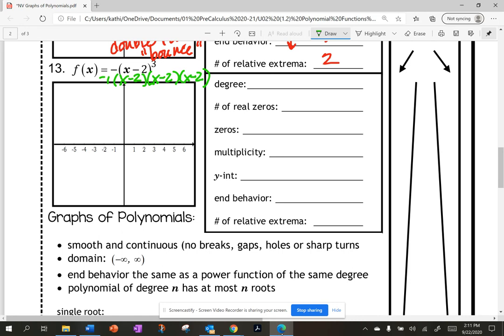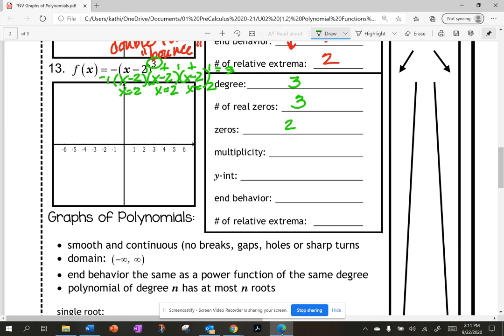So adding up all the degrees, I have 1 plus 1 plus 1 is 3, or I could have seen that right here. So I know my degree is 3. So the number of real zeros I can have is 1, 2, 3. If I am solving each factor, this would be x equals 2, x equals 2, x equals 2. So the zeros I have are just the number 2.